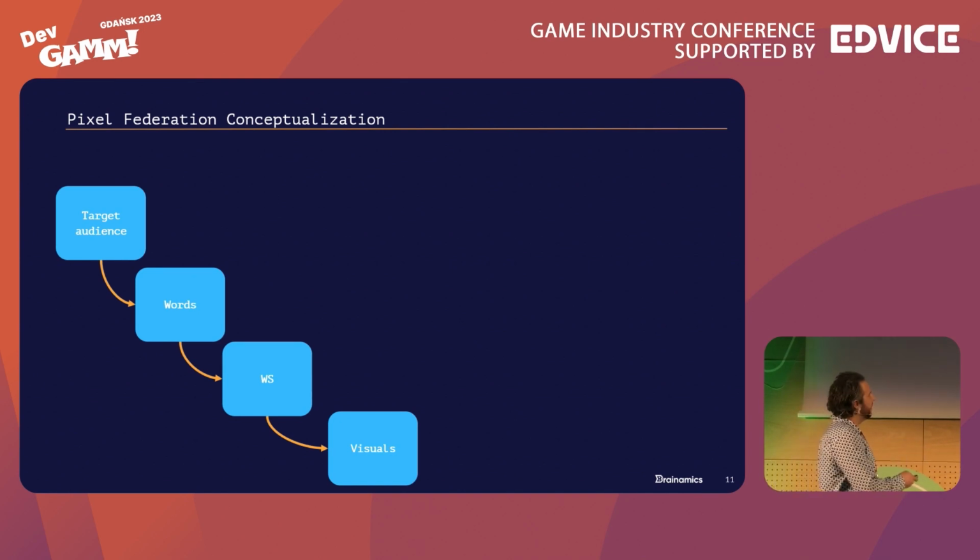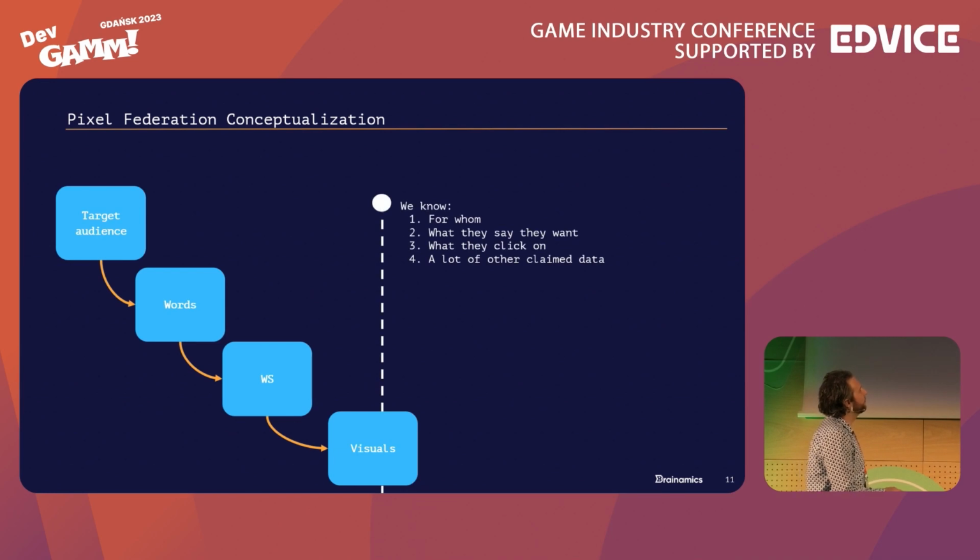So at this moment, usually we know a couple of things. We know for whom we want to create the next game. We know what they say they want. We know how they click on it, which is like marketability, if we will be able to sell it further on. And we know a lot of other claim data. We ask them what kind of shows they watch on TV. You ask them plenty of questions.